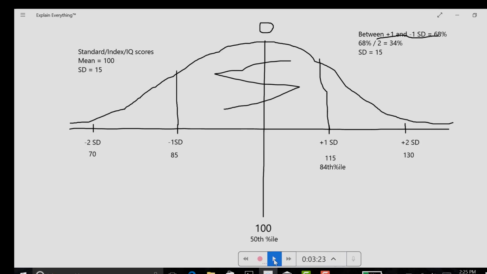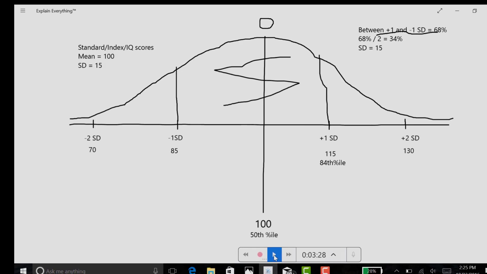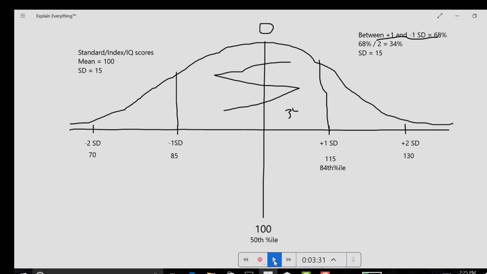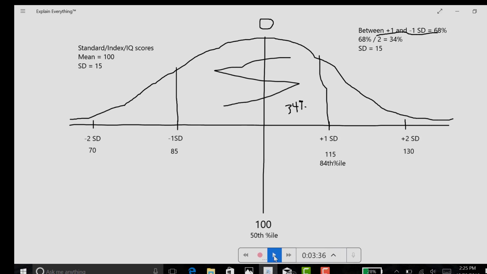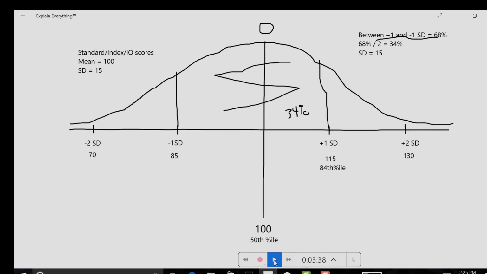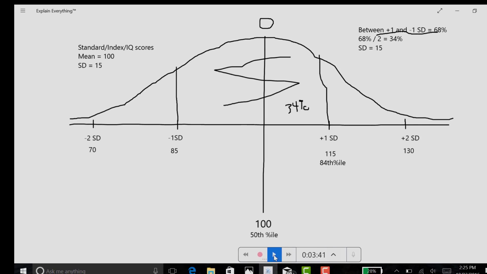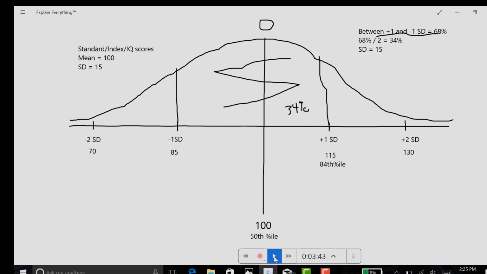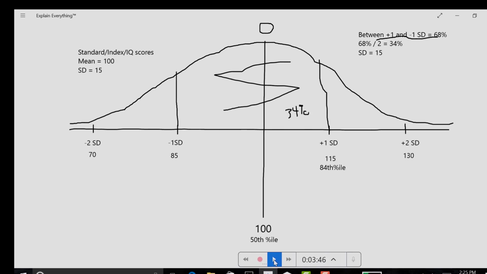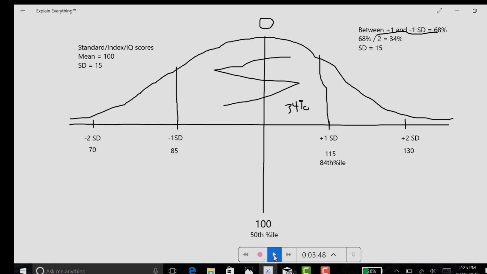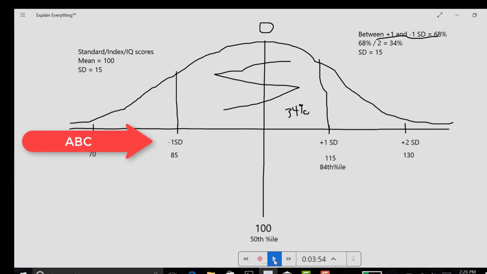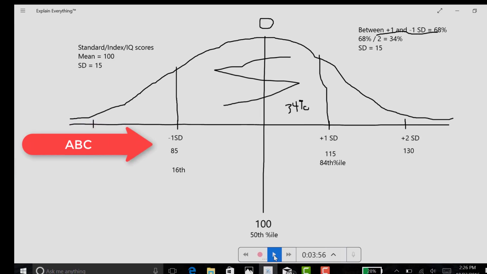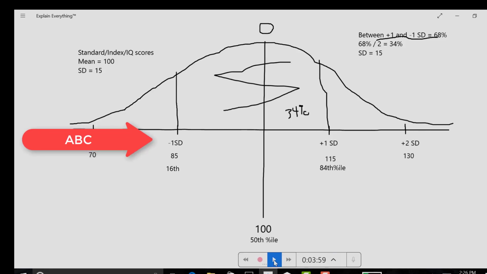Although not indicated on this chart, 3 standard deviations above the mean would be a standard score of 145. That is 100 plus 45. And 3 standard deviations below the mean would be 55. A very small percent of the population would score at this range. And as we indicated before, 68% of the student scores will fall between +1 and -1 standard deviations, which we now know would be between the standard scores of 85 and 115.